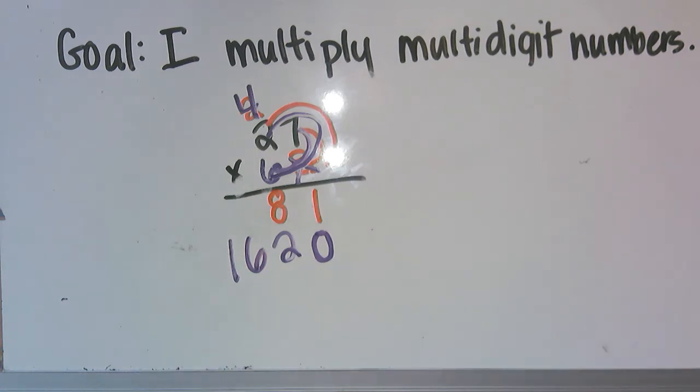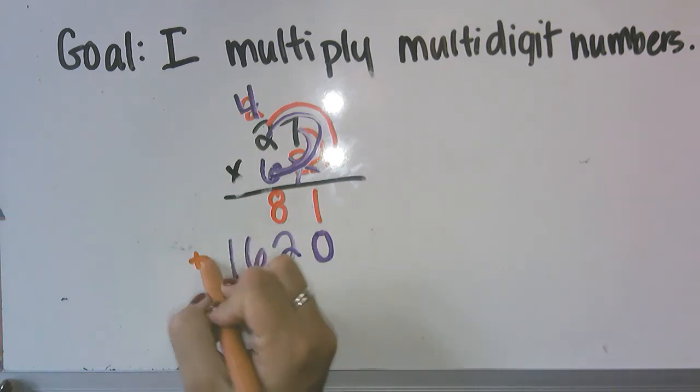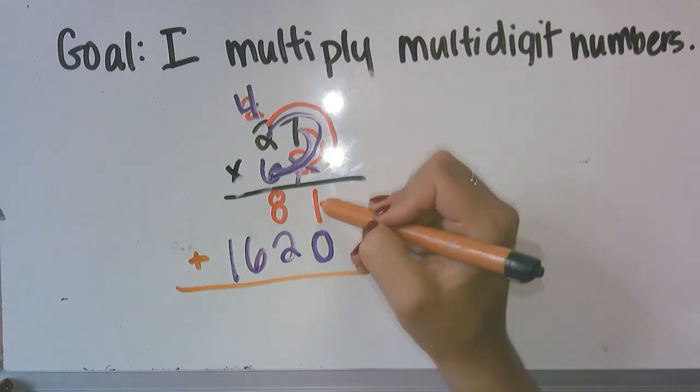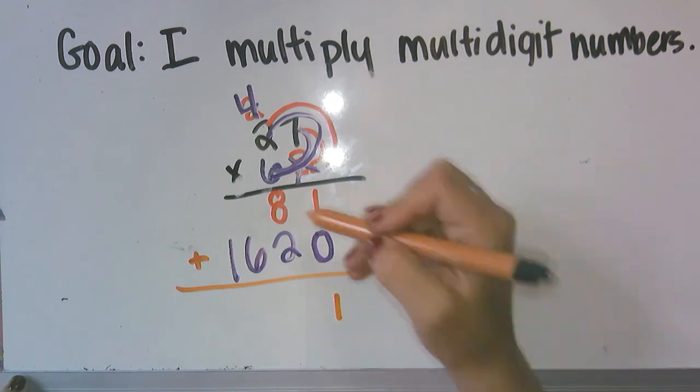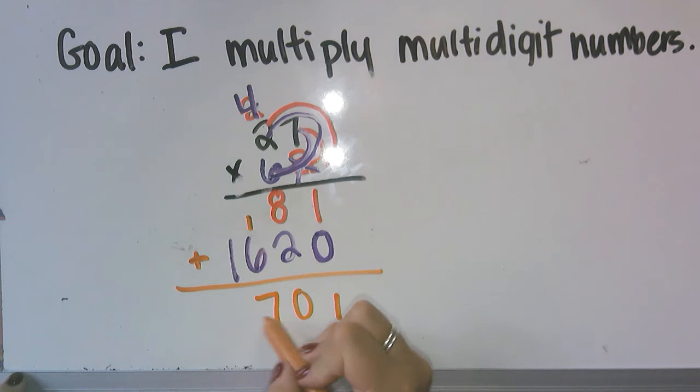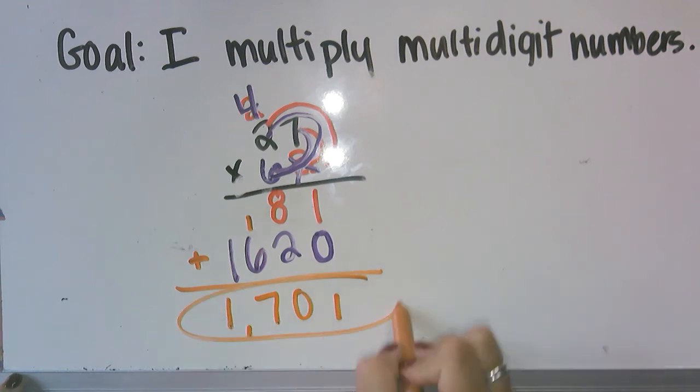So what happens next is we need to add. We need to combine these two numbers in order to get our total answer. So 1 plus 0 is 1, and 8 plus 2 is 10, and 1 plus 6 is 7, and 1 plus nothing is 1. So that's 1,701.